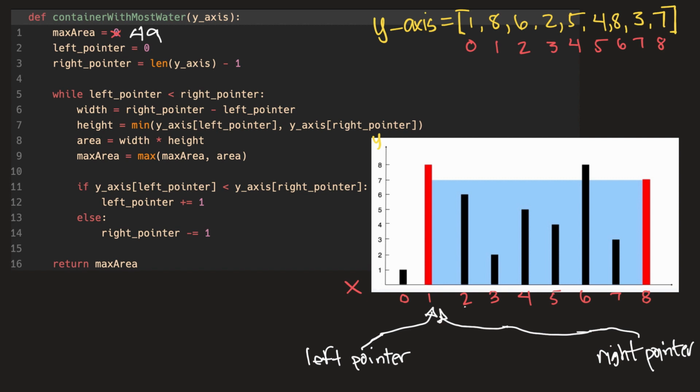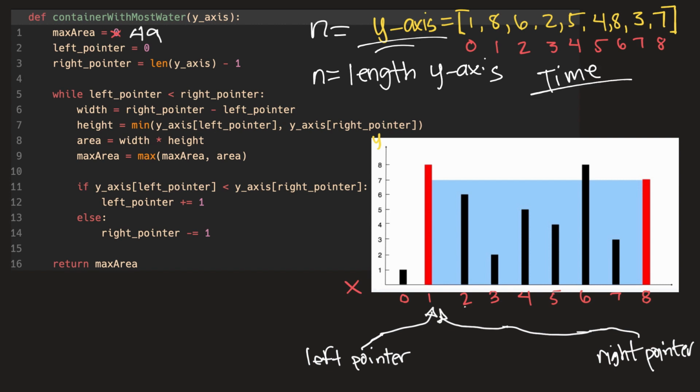So let's go ahead and get into time and space complexity here. As you saw, our right pointer and our left pointer are going to share the work of moving through our y-axis array. So if we say that n is equal to the length of our y-axis array, then our time complexity is big O of n.